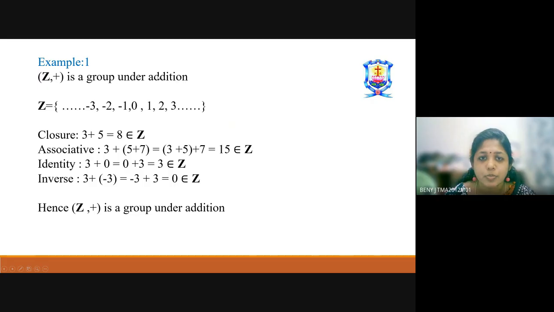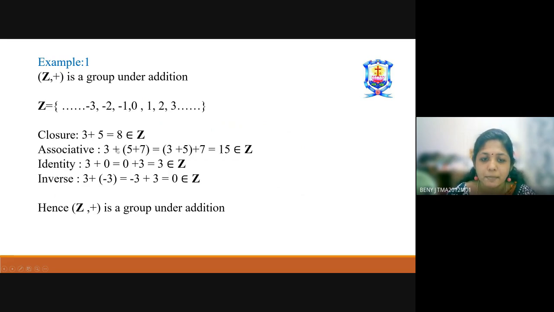So Z is a group under addition. Here I'm defining the set Z and checking whether the four axioms are satisfied. Closure property: I take two elements from this set, and the output also belongs to it. Here 3 plus 5 equals 8, so 8 exists in this group.